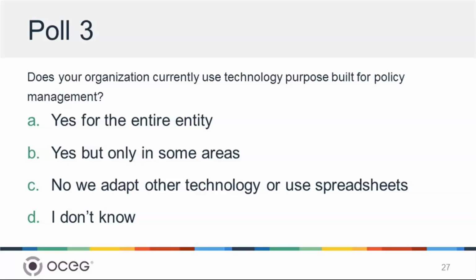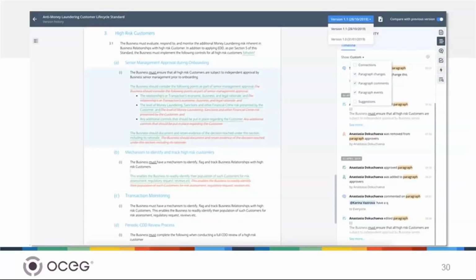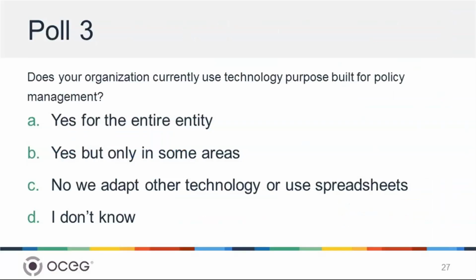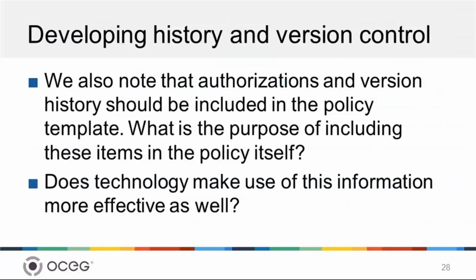And while we're doing that, I want to, okay, having a little trouble with the slide control here. I want to go into our next section and talk about developing history and version control. This is something that we note, that the authorizations and the version history should be included in the policy itself, on the policy template. So I want to know, Michael, what's the purpose of including these items in the policy itself? And then how do we, again, use technology to make this information more usable?